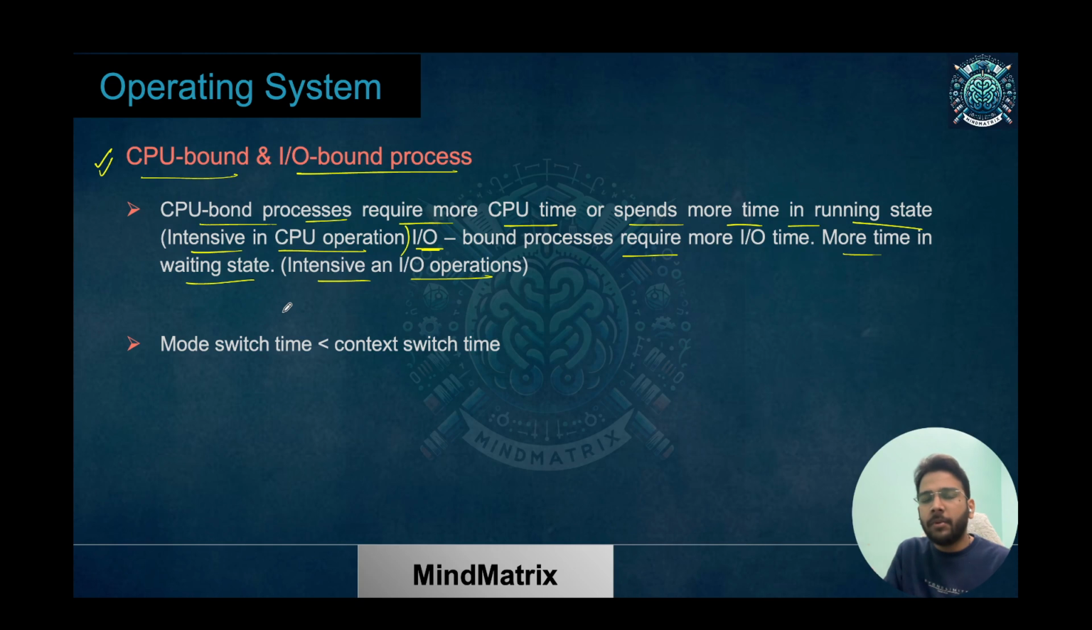They want to perform more input output operations as compared to CPU operations. Clear? So these are the two types of processes, CPU bound and input output bound process. Now this is very important.